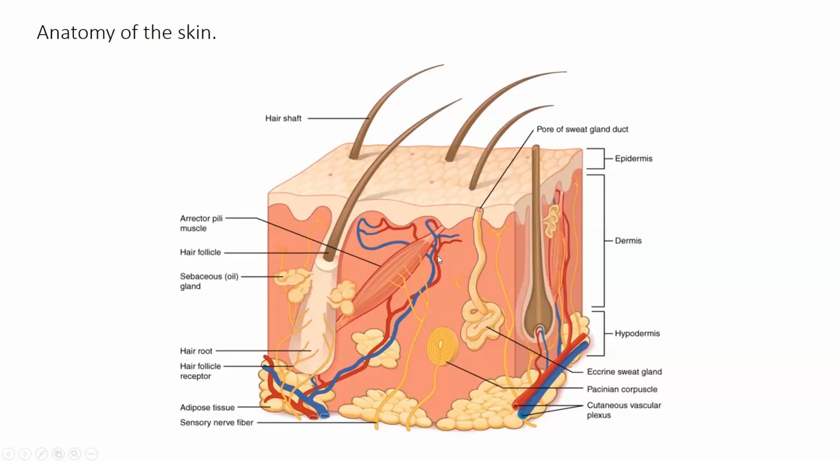You've got all these different blood vessels in the dermis. That's the skin itself. Underneath the skin sits the hypodermis. Hypo meaning below the dermis. And you find bigger blood vessels and adipose tissue in the hypodermis.